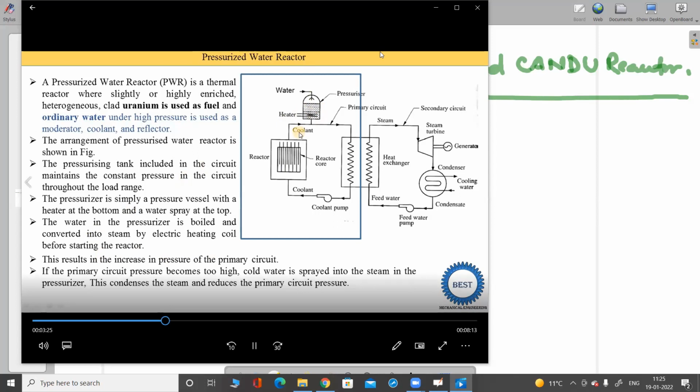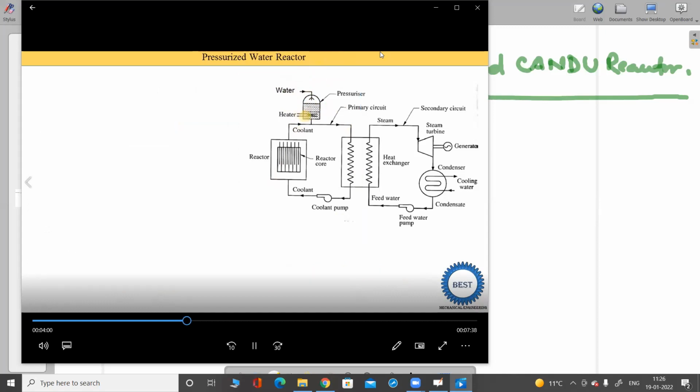Okay, so how do we reduce the pressure? At that time we can spray cold water. So cold water is sprayed into the steam. So here you see in the upper part of this pressurizer, the water spray is provided. Okay, so water is supplied and water is sprayed into the steam. So when we spray the water into the steam, what happens? It condenses the steam. Means the steam is converted into water. It is called condensed steam, and it reduces the pressure in the primary circuit. Means this pressurizer is used to increase the pressure or reduce the pressure.